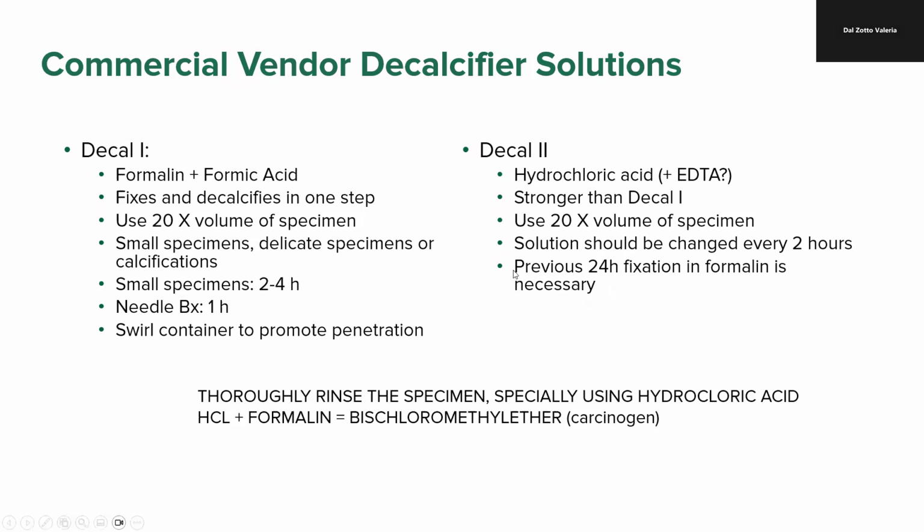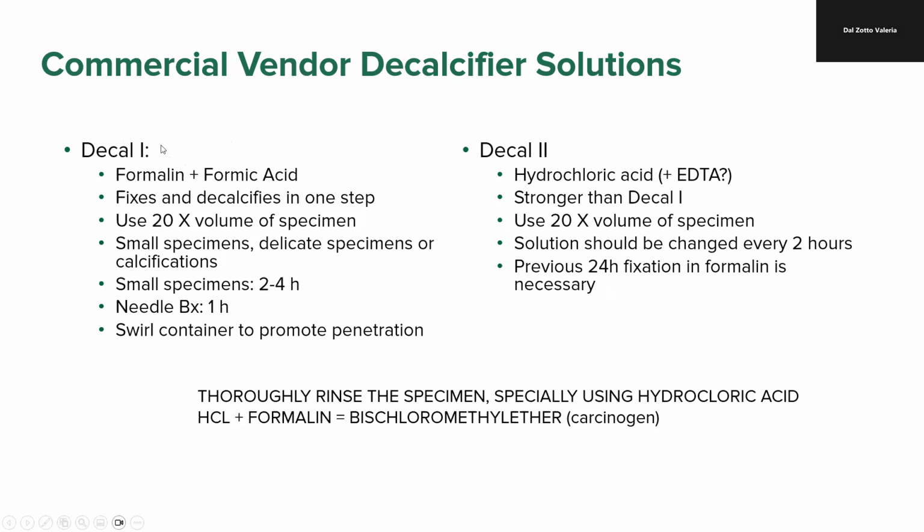As I said before, sometimes it's difficult to remember, but Decal 1 and Decal 2 solutions are the two solutions that you are going to have in the gross room. Decal 2, because it has the highest number, is the stronger acid. The vendor says that you can use it up to 20 times the volume of the specimen, but we use it with 10 times the volume of the specimen with very good results. And it has to be changed every 2 hours. You can decalcify a piece of cortical bone very fast in the afternoon.